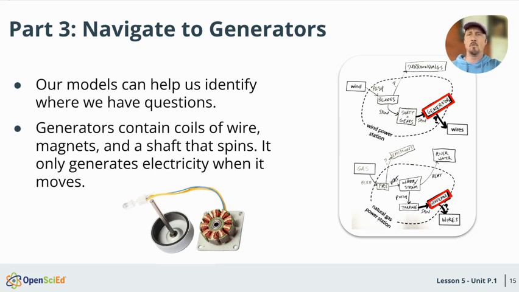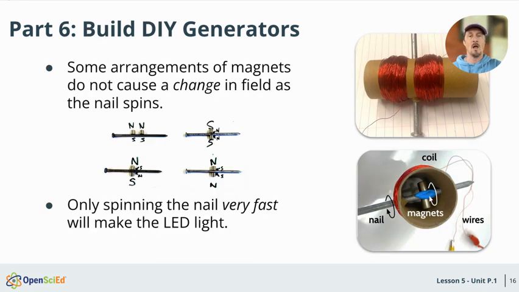Next, one key piece of this modeling is identifying the places where we have questions so that we can answer those questions next. We can tell that the generator spins or moves, but we can't tell much more than that. And we definitely don't understand what's happening between the generator and the wires. So that's where we decide what to study next.